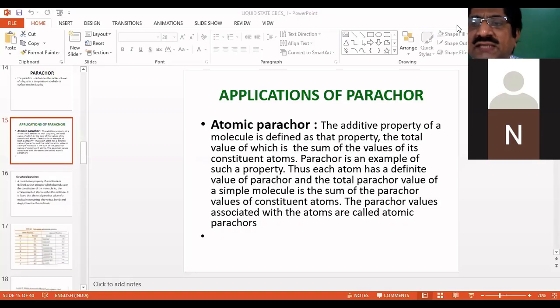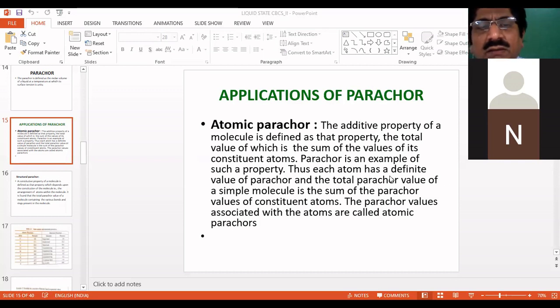Now, in the last class, we had stopped at application of parachor. Already, I had told you what is atomic parachor. It is an additive cum constructive property. The atomic parachors are additive properties, so you can add, you can subtract and you can multiply.